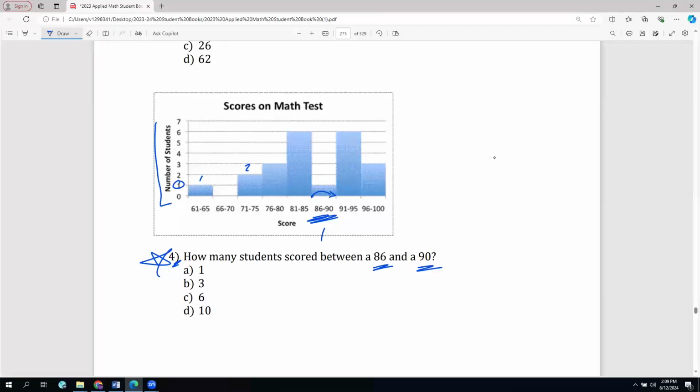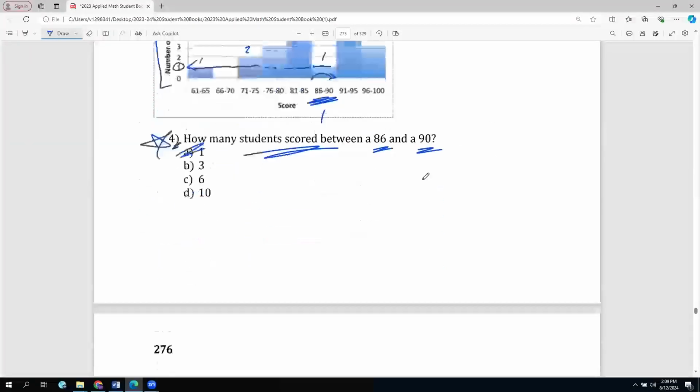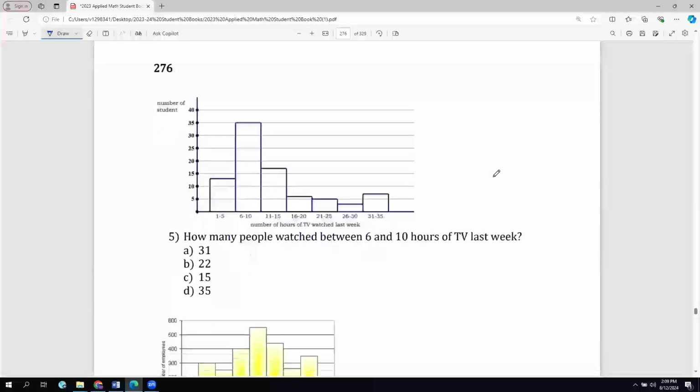So what does that mark go up to? I'd look across over here for my answer. I'd say, oh, well, that blue line is all the way up to the number 1. So how many students scored between 86 and 90? One of them did. You want to try another? Let's look at another. Here we go.